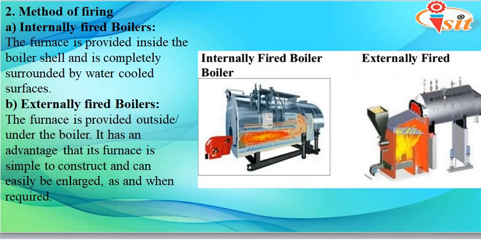Now we'll see the next classification. The second classification is based on method of firing, which is again classified into two types, that is internally fired and externally fired. We can see here the differentiating points between these two types. If we consider the internally fired boilers, then the classification is based on where the furnace is provided. If the furnace is provided inside the boiler shell itself, then it is called an internally fired boiler. Whereas if the furnace is kept outside or under the boiler, then it is called an externally fired boiler. So here the boiler shell is placed outside the furnace.